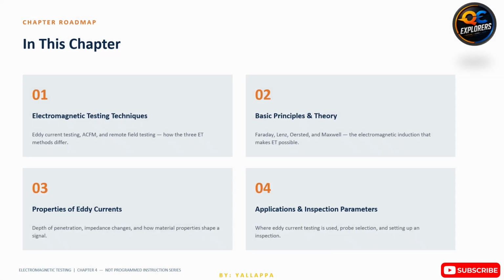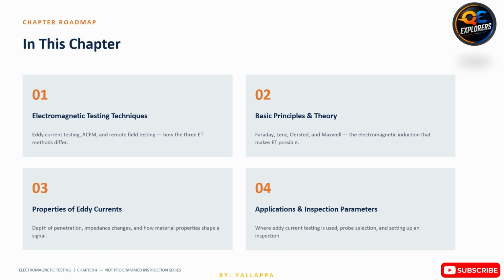Before we begin exploring the technical details of electromagnetic testing, it's important to understand the learning journey we'll follow throughout this chapter. Think of this roadmap as an overview of the major concepts that we'll build upon step by step. The chapter is organized into 4 logical sections, with each section laying the foundation for the next. By the end of the chapter, you'll have a complete understanding of how electromagnetic testing works, how it is applied in industry, and how inspection results are interpreted. Let's begin with the first section, electromagnetic testing techniques.